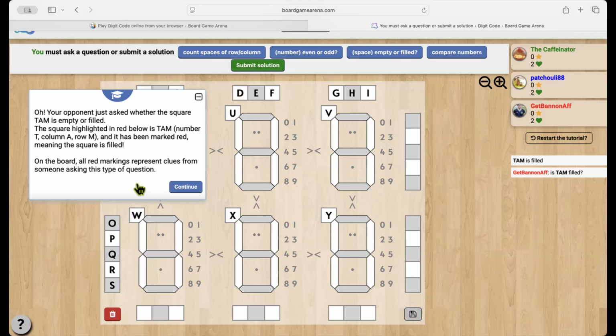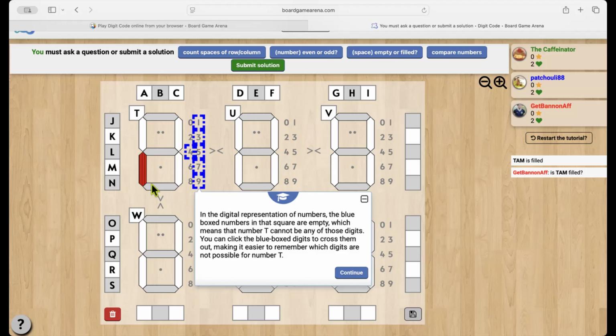On the board, all red markings represent clues from someone asking this type of question. If it turns red, that means someone has asked a question. In the digital representation of numbers, the blue box numbers in the square are empty, which means the number in the area T cannot be any of those digits. You can click the blue box digits to cross them out, making it easier to remember which digits are not possible for number T.